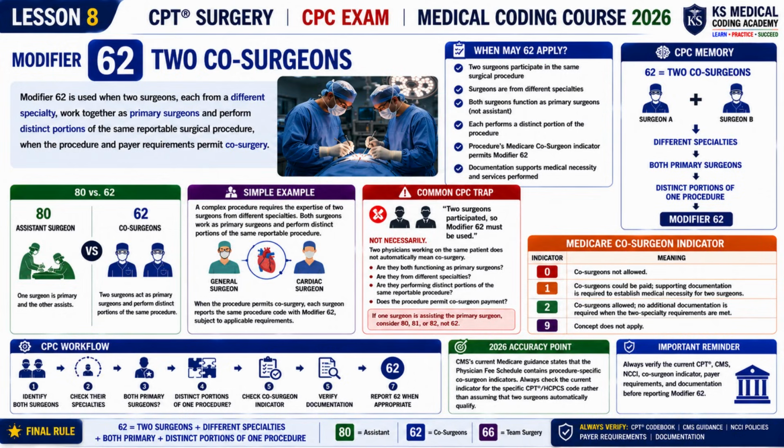Your CPC workflow is: identify both surgeons, check their specialties, determine whether both are primary, confirm distinct portions, check the co-surgeon indicator, verify documentation, report 62 when appropriate. Remember, 62 equals two surgeons plus different specialties plus both primary plus distinct portions of one procedure. Always verify the current CPT, CMS, NCCI, payer requirements, procedure-specific indicators, and documentation before reporting Modifier 62.